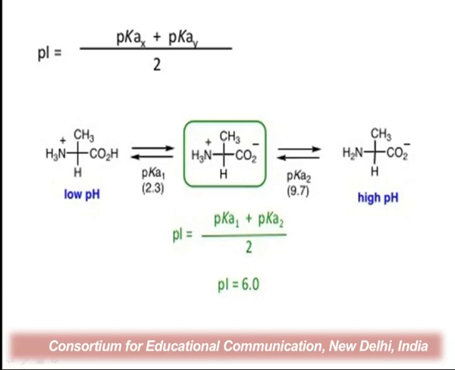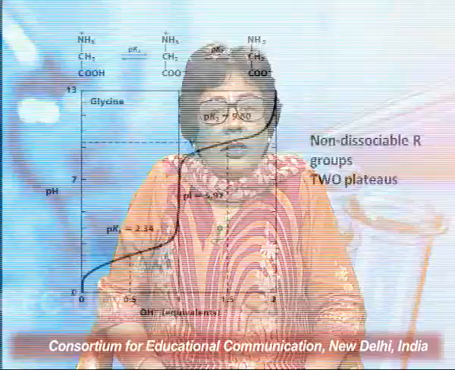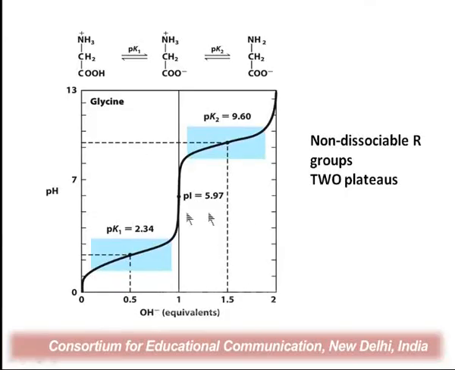And as I've already shown you in the graph, the pI value is the intermediate, it is halfway between the pKa1 value and the pKa2 value. That means when we have to calculate the pI value, what you have to simply do is add the two values, that is the pK1 value and the pK2 value, and then divide by 2.